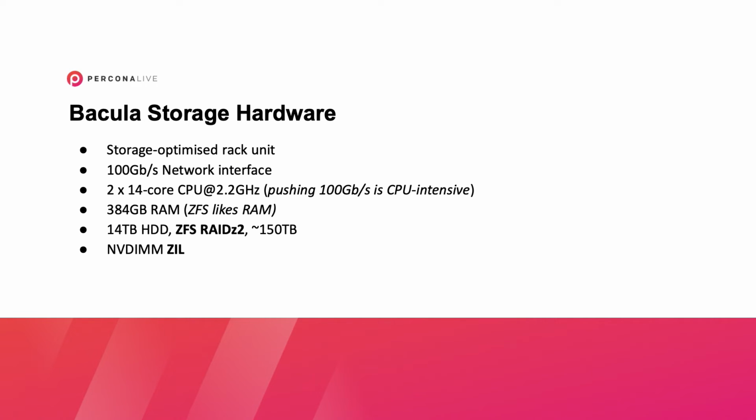The storage hardware that we're using is a storage optimized rack unit that our storage team gave to us. 100 gigabit network, a big chunky CPU, because pushing data around is CPU intensive. Plenty of RAM because ZFS likes RAM. We're using big rotating disks to store the data. We're using ZFS, for several reasons.